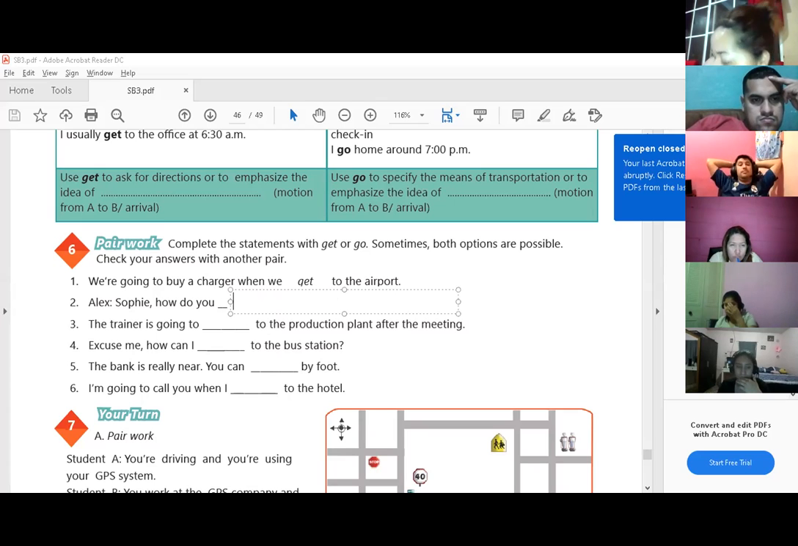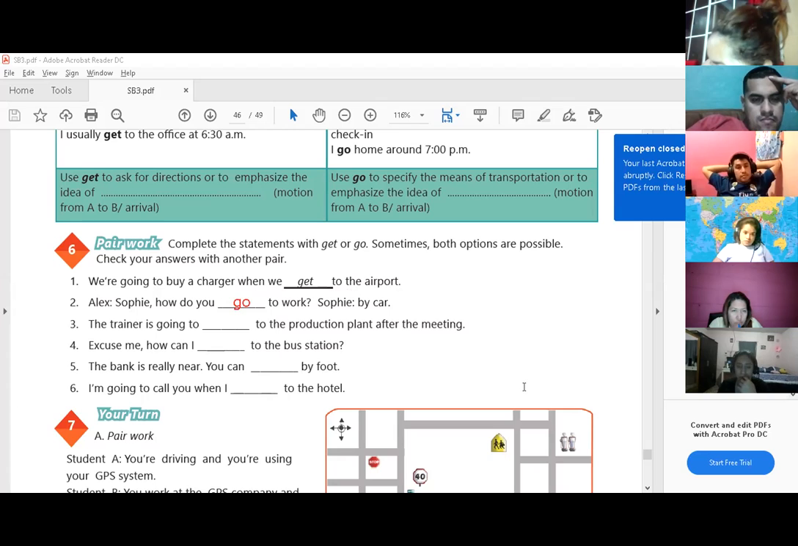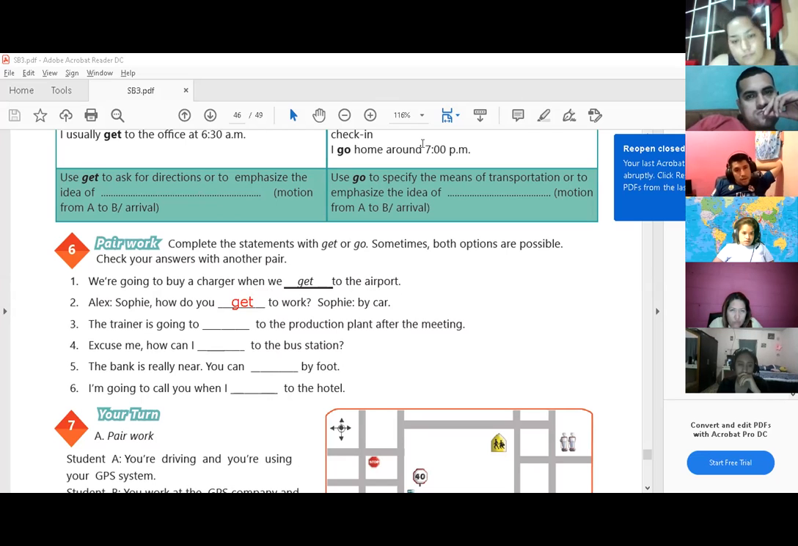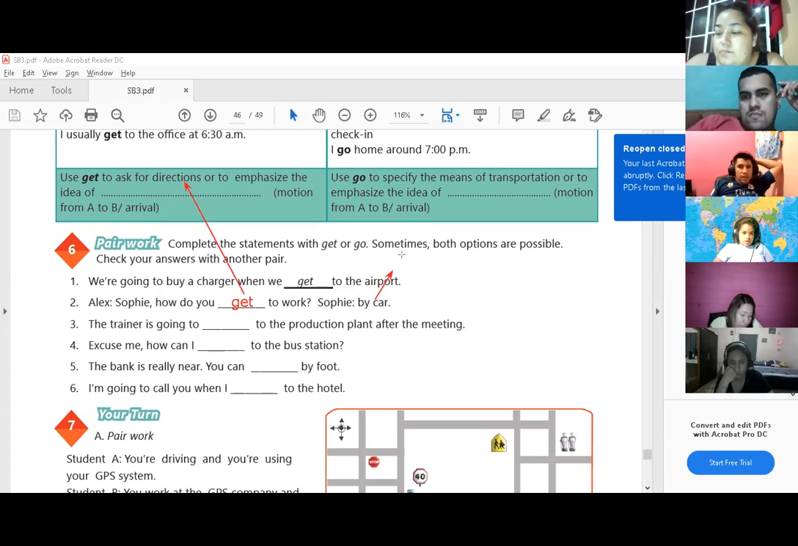How do you go to work? By car. How do you get to work? Addresses. Exactly. Then look at it, it's right here. If you use get, you're talking about directions. If you use go, you're talking about means of transportation.